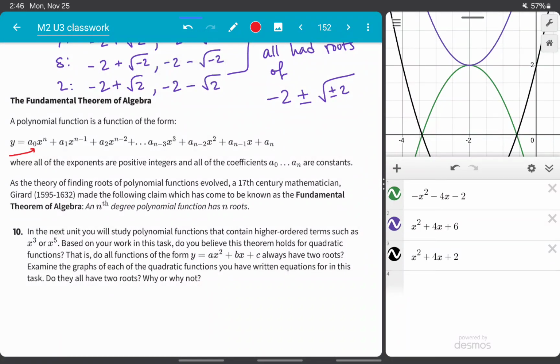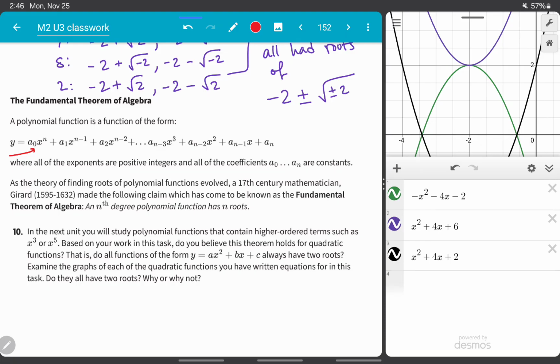constants. As the theory of finding roots of polynomial functions evolved, a 17th century mathematician named Girard, who lived from 1595 to 1632, made the following claim, which has come to be known as the fundamental theorem of algebra. An nth degree polynomial function has n roots.